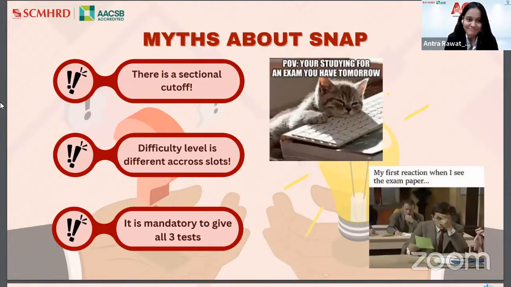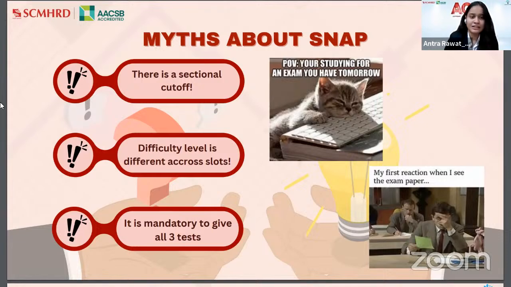Again, I would like to say that sectional cutoff is something that I was very scared of because I am not so good in quants, like Agniva said that he is good in quants. Clearing sectional cutoffs for other entrance exams was something of a nightmare for me. But for SNAP, we can say that there is no sectional cutoff. It is a myth that there is one.